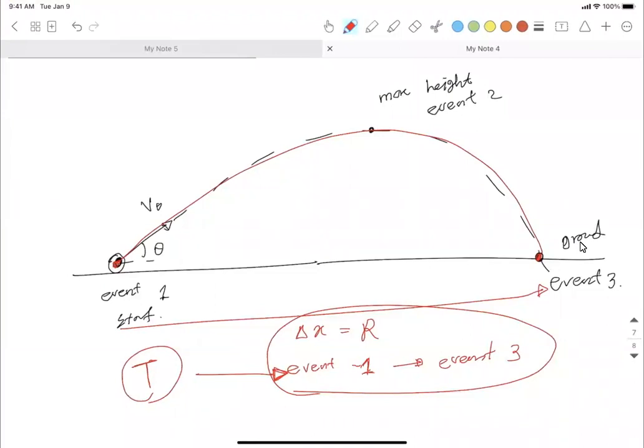Sometimes the problem might ask, how much is the maximum height, H max? In here, you will need only to consider half of the motion right here, event 1 through event 2. So depending on your need, you can consider either the whole motion or a portion of the motion. So we will do many examples in the next class.